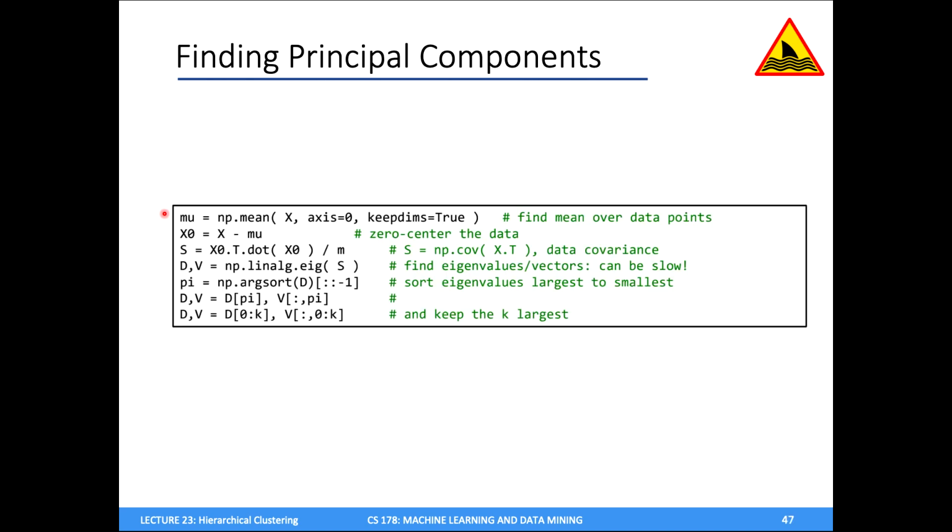In terms of code, it's not too hard to implement this, maybe 3 or 4 lines. So mu here is the mean of all my features. X0, I'm centering my data matrix, so I take my data matrix and subtract off that mean. S here is just x transpose times x, so this is my code.